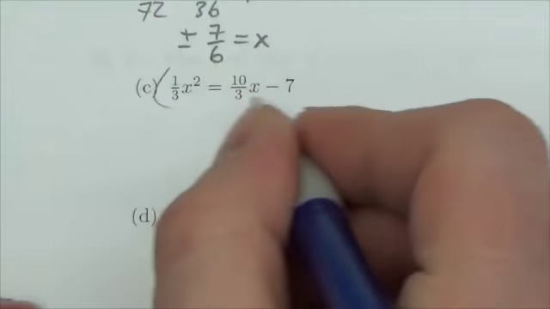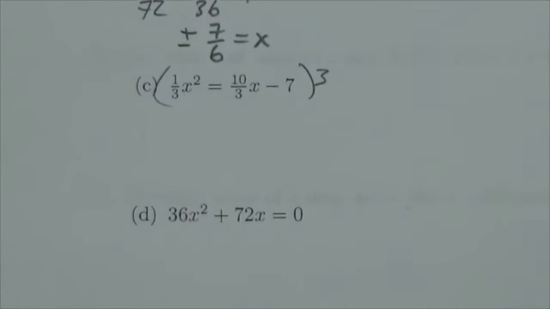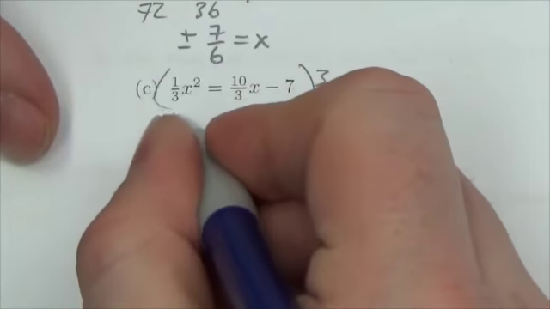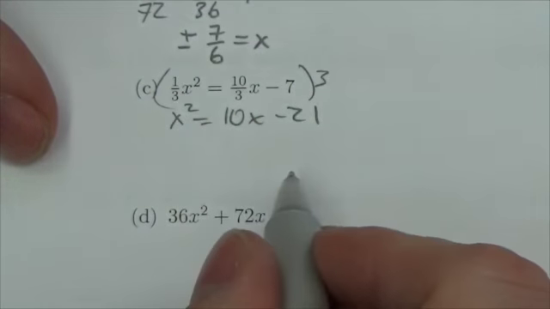I don't particularly like the way that equation looks, and one of the nice things about math is that I've got the freedom, in many cases, to say I don't like your question. I will replace it with one that's similar to, but prettier. I'm going to multiply this whole thing through by 3 to get x squared equals 10x minus 21.